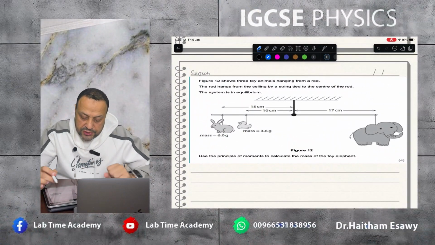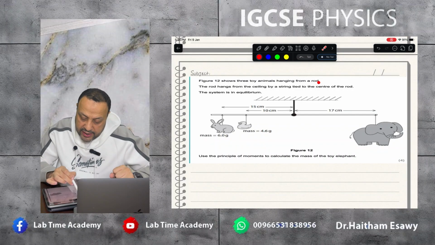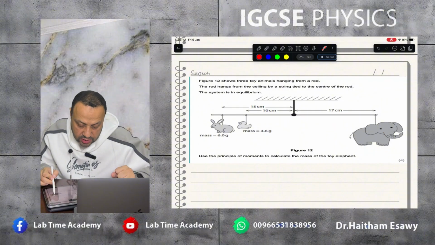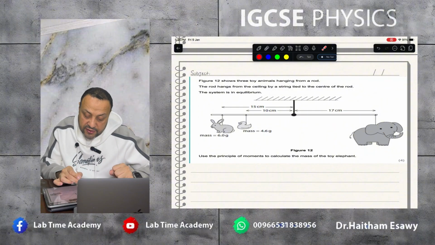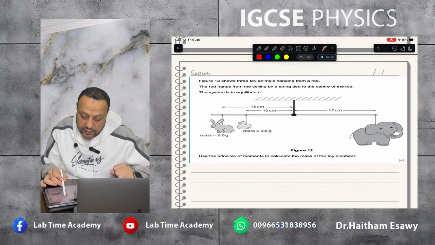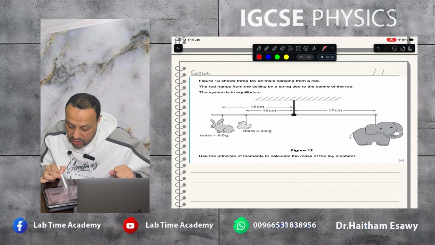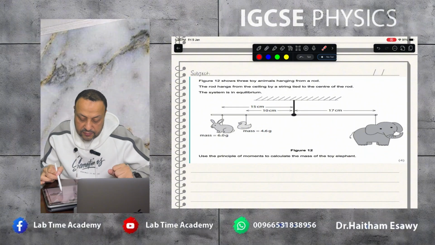Figure 12 shows 3 toy animals hanging from a rod. 1, 2, 3 animals, as you see in front of you. The rod hangs from the ceiling by a string tied to the center of the rod. The system is in equilibrium, and here we have the mass of each one of them, but he needs the mass of the elephant. Use the principle of moments to calculate the mass of the toy elephant.